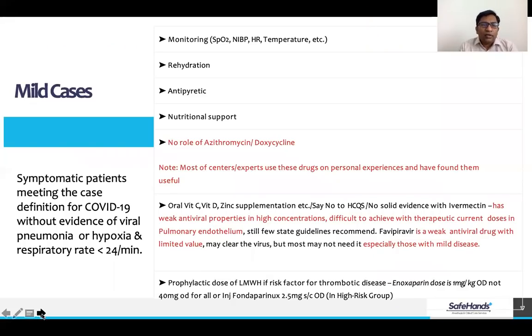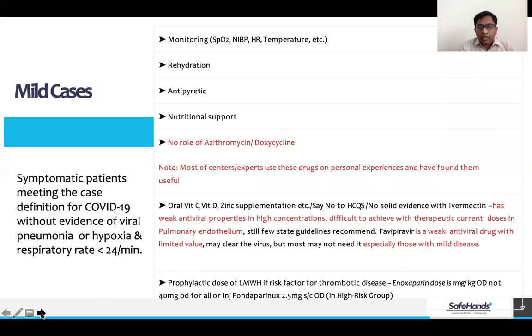In case of mild cases, symptomatic patients meeting the case definition of COVID-19 without evidence of viral pneumonia or hypoxia, respiratory rate of less than 24, monitor saturation, NIBP, heart rate, temperature, rehydrate them, nutritional support. No role of azithromycin or doxycycline. Most of the centers' experts use these drugs on personal experience and have found them useful. However, we are not using any azithromycin or doxycycline.